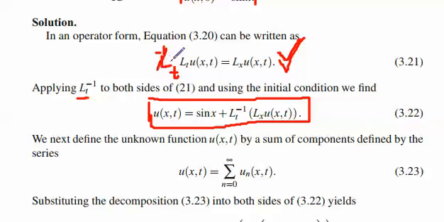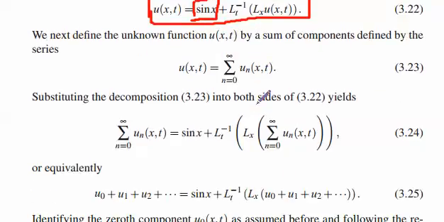Once you apply these inverse operators, and we also assume that these are invertible, so they vanish, and they give you the identity element. Then u of x, t is equal to sine of x, which is the zeroth order solution, plus L_t inverse of this function.